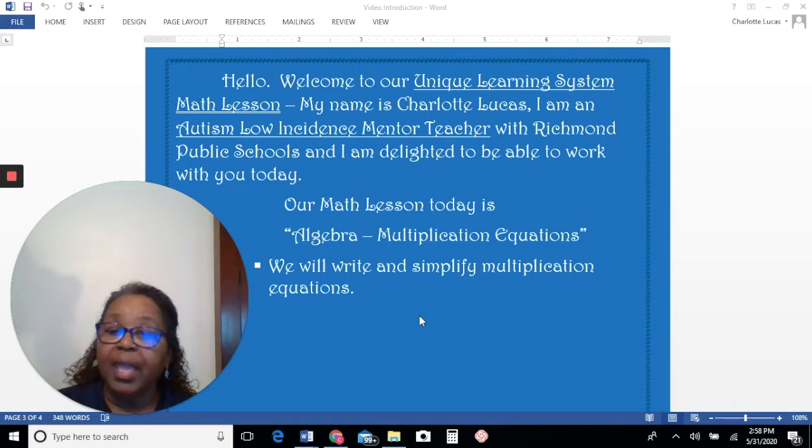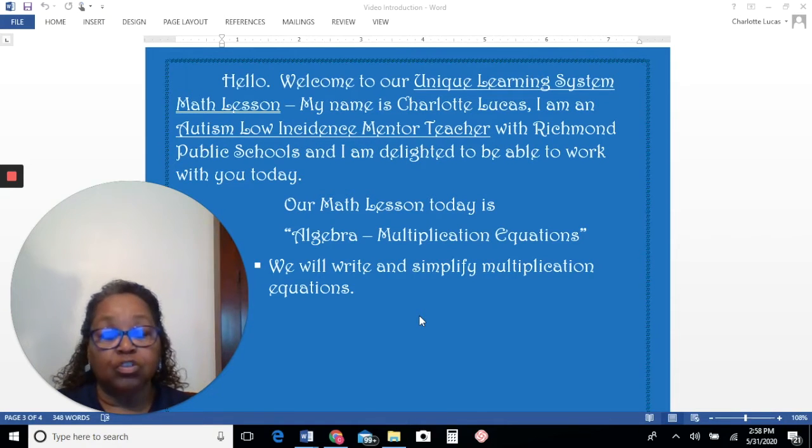Our math lesson today is algebra, multiplication equations. We will write and simplify multiplication equations. We have a lot to do, so let's get to work.